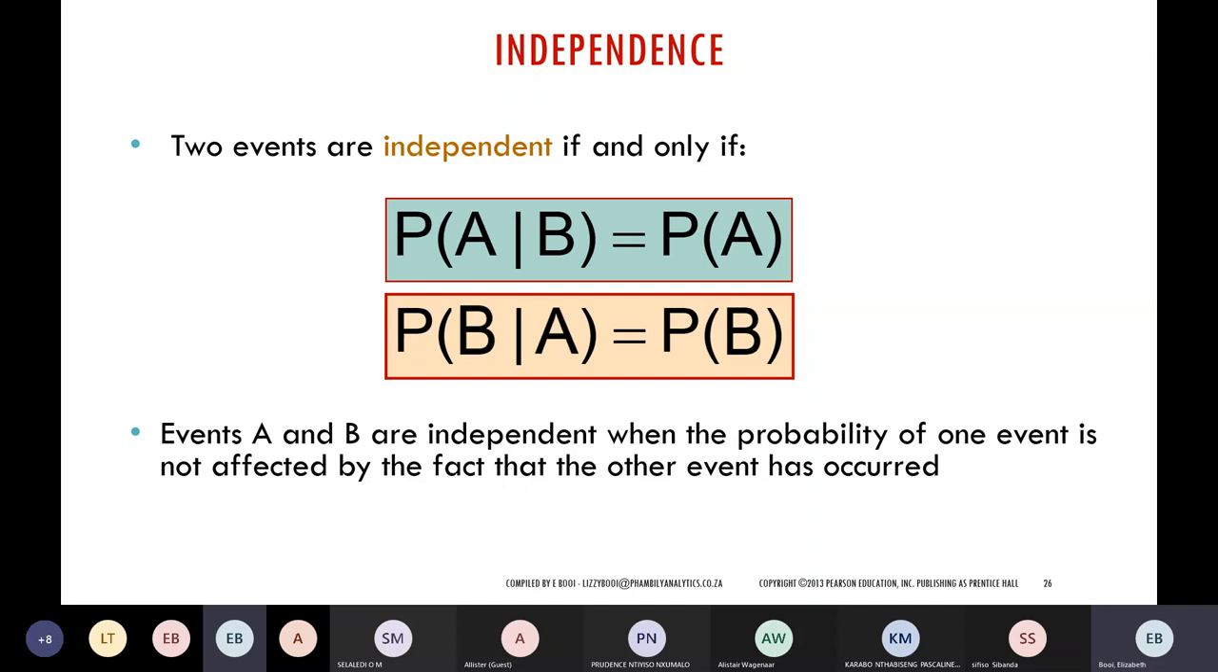You will use this formula when you calculate the conditional probability using the multiplication rule and they told you that event A and B are independent. Then you will say the probability of A and B is equal to the probability of A times the probability of B, because events A and B are independent. But you can also use these two equations to test the independence of events A and B.